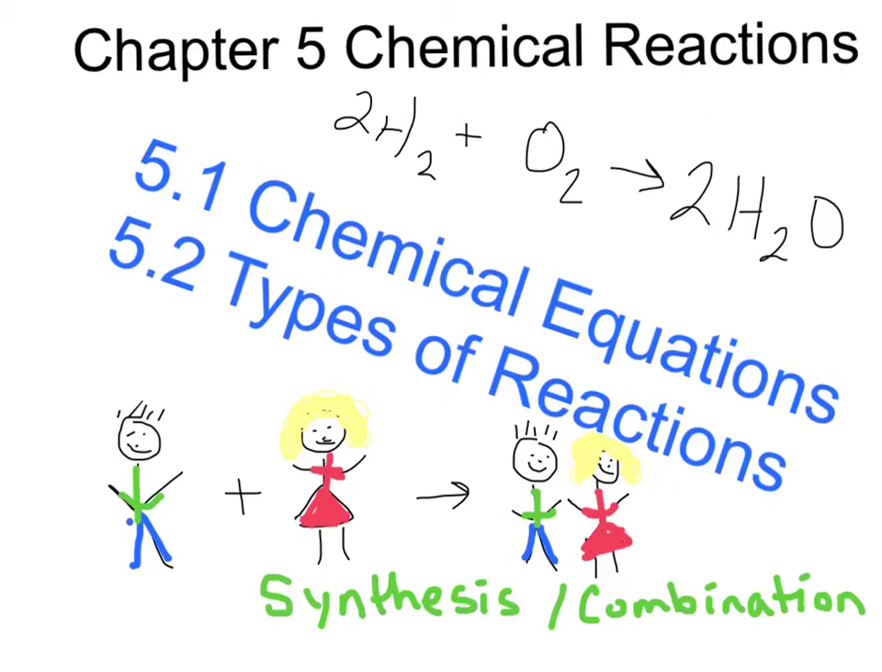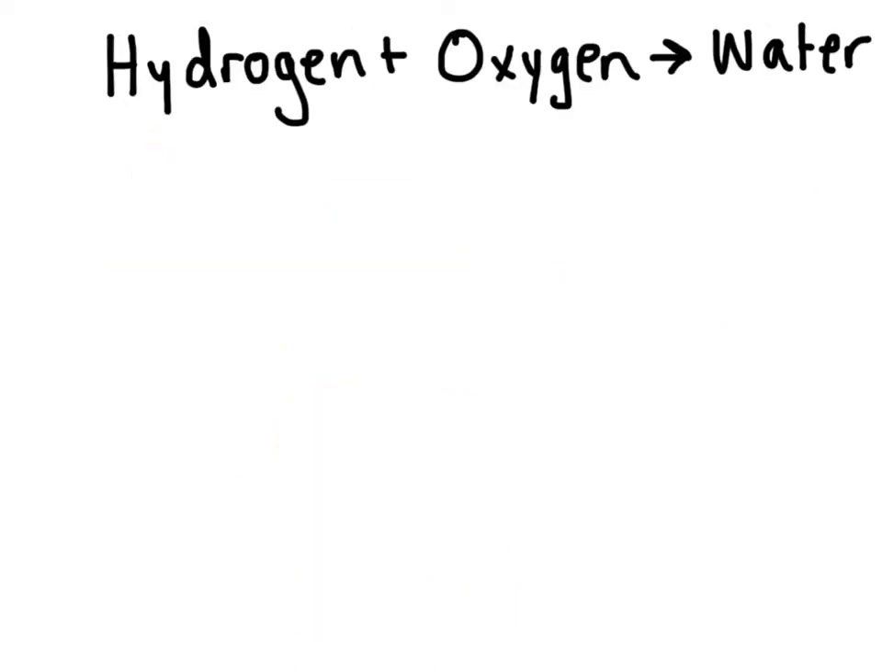Okay, Chapter 5, Chemical Reactions. We're starting to put it together. In 5.1 we'll talk about chemical equations, and 5.2 types of reactions. On the very front slide I had a chemical equation: hydrogen plus oxygen equals water.